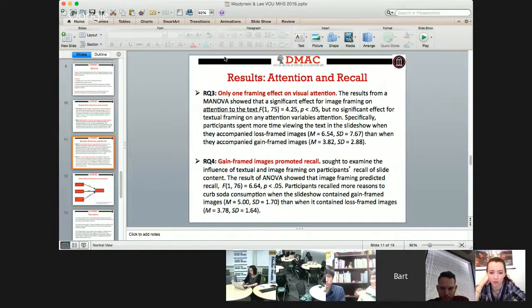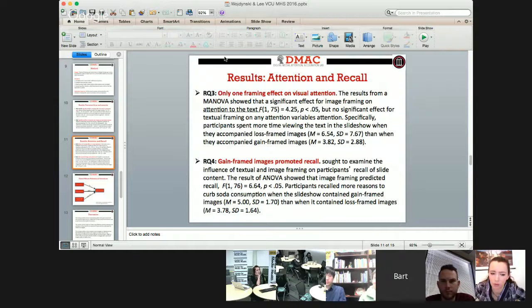When it came to attention and recall, we looked at attention in a couple of different ways. We subdivided that dependent measure into attention summed across the 8 slides to the area of the slideshow that contained text, attention summed across the 8 slides to the area that contained the images, and a combined attention measure. Out of those 3 DVs, we conducted a MANOVA. Only one of them had a significant effect, and it was a significant effect of image framing, oddly enough, on attention to the text. When the image presented was loss-framed, people paid more attention to the text on the slide, regardless of the framing of the text itself.